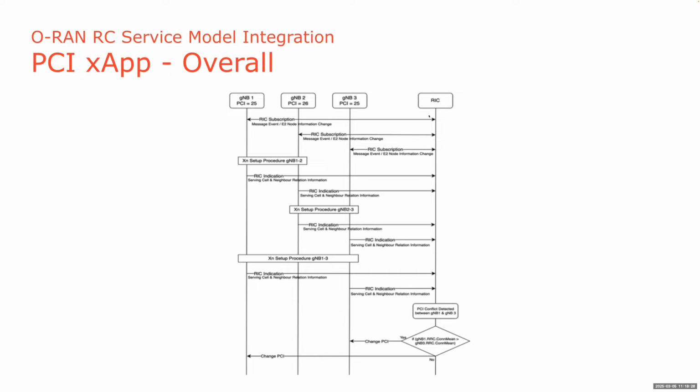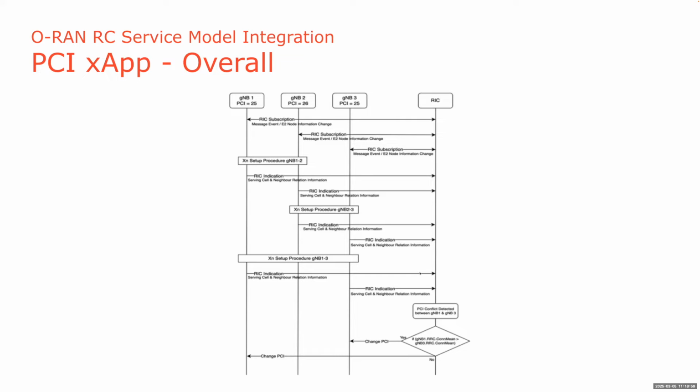So then now we have one more open question: which gNode B should be changed, right? So simply, in our X application, we just check how many UEs are connected to each gNode B. It's assuming that the RIC already has the KPI Monitor xApp running there, and the KPI Monitor xApp monitors how many UEs are connected to each gNode B. So that was the assumption.